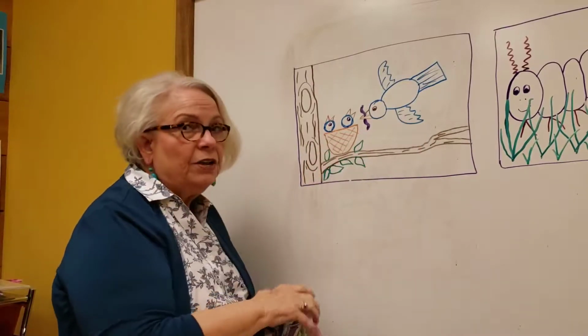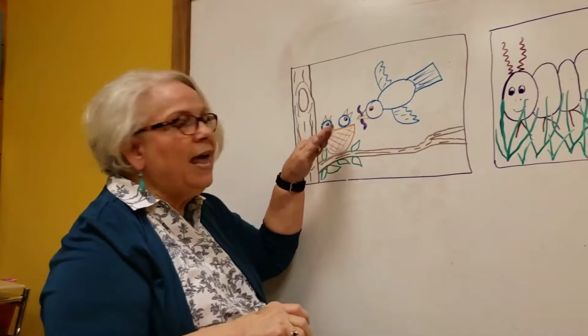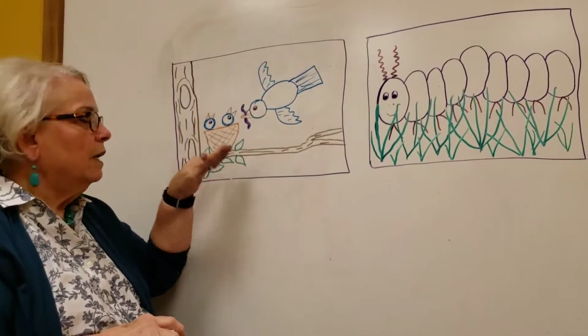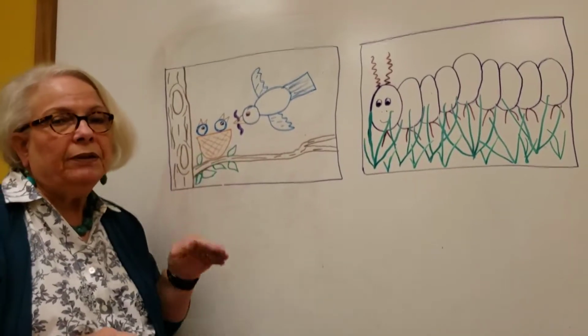So what I'd like for you to do is color in your sky, color in your tree, color in your nest and your birds, and color in your leaves. And you have used lots more shapes in building a picture.